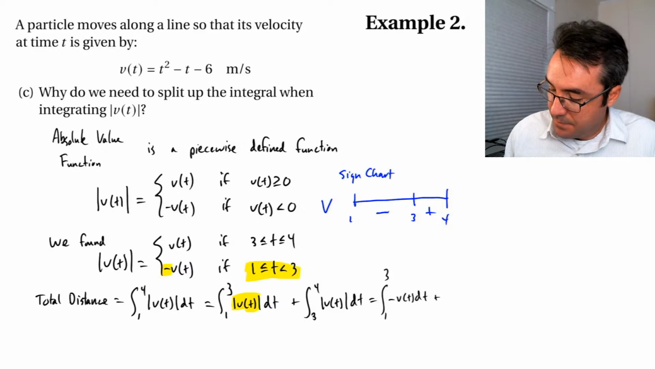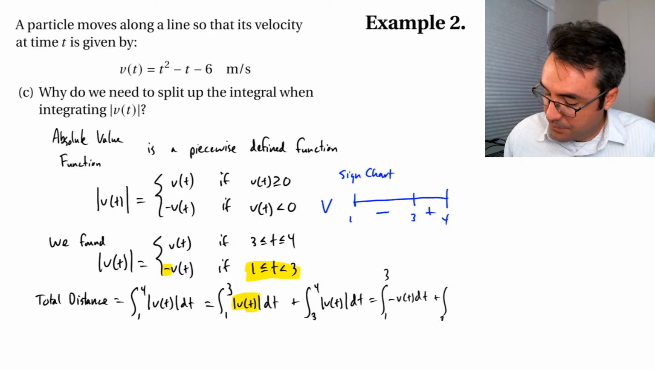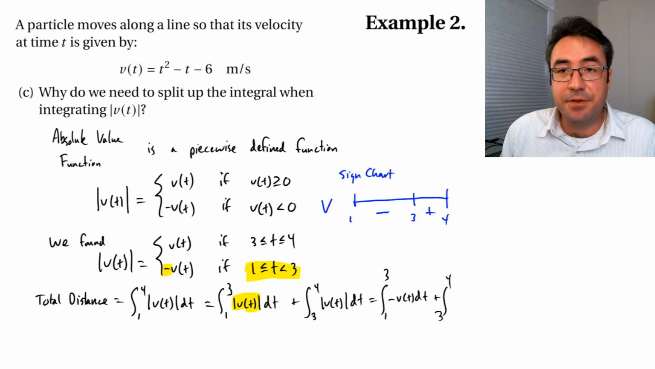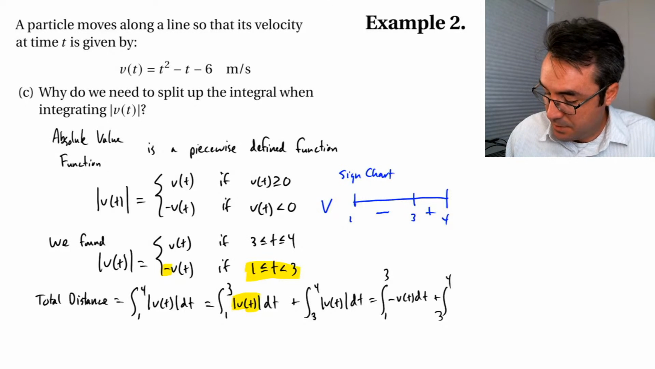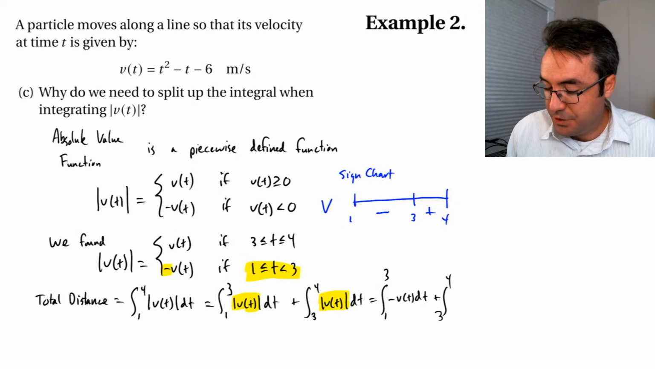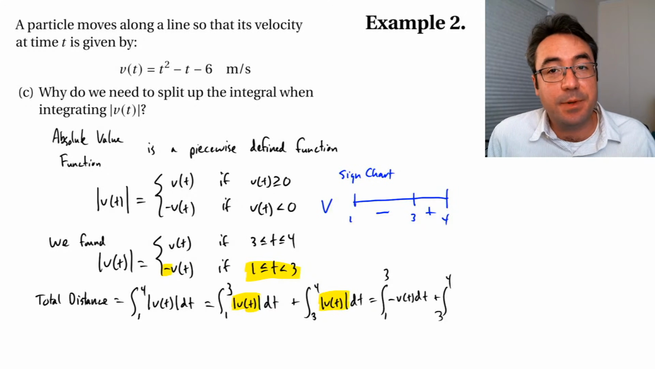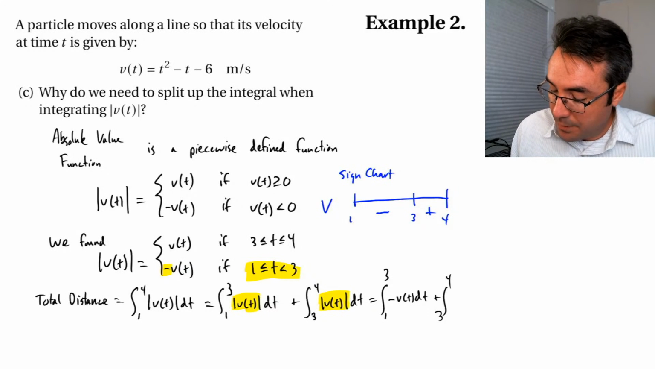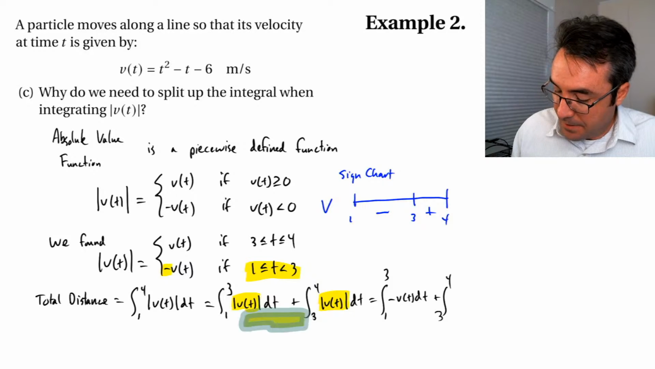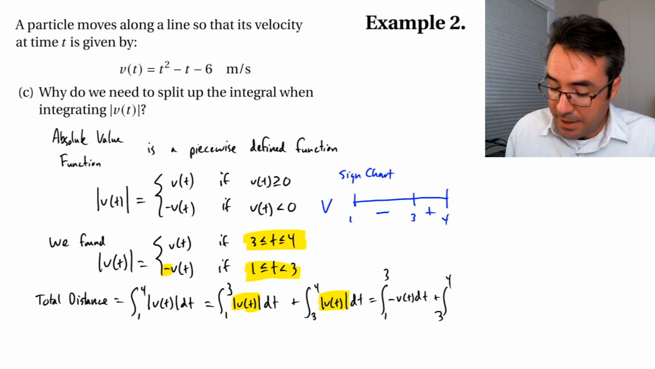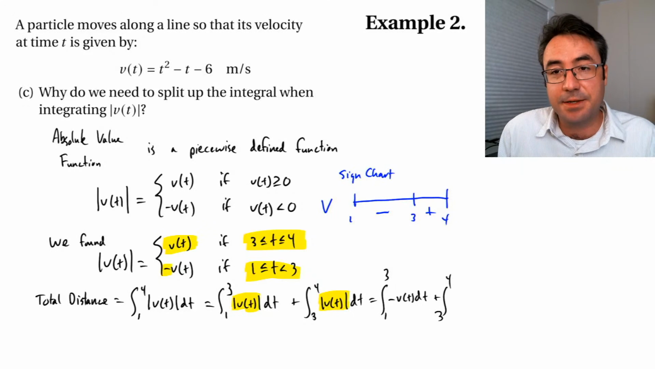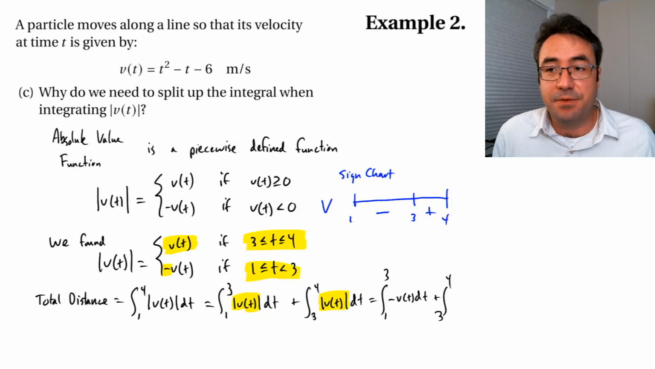And then on the interval from 3 to 4, what is the definition of the absolute value of v of t in between 3 and 4? So we go to our piecewise function, find the interval 3 to 4 in our definition there, and then we just read over and we see that it's just our velocity function.